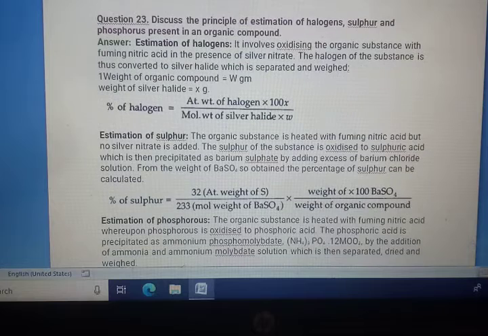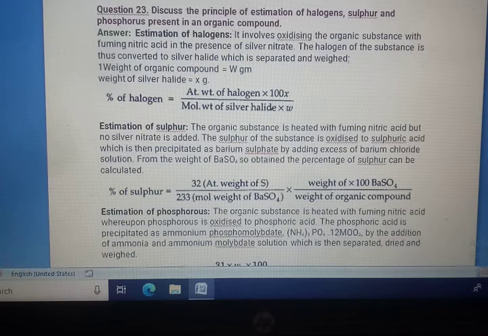Discuss the principle of estimation of halogen, sulfur and phosphorus present in an organic compound. So the estimation of halogen involves oxidizing the organic substance with fuming nitric acid.